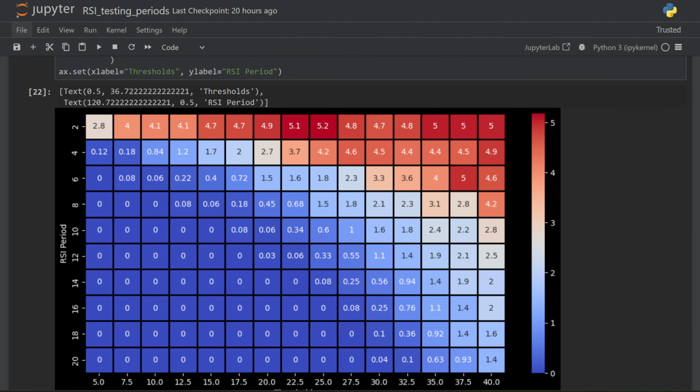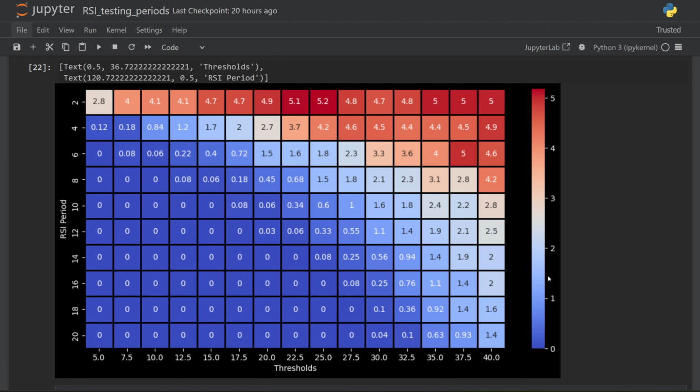This first heat map gives me the annual returns based on the different RSI periods and the different thresholds. For our baseline, the RSI2 strategy is up here. So the period is 2 and the threshold is 5. That gives me an annual return of 2.8, which is what I just got from my previous backtest.